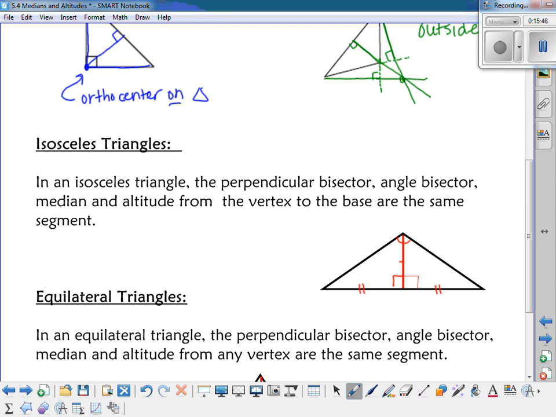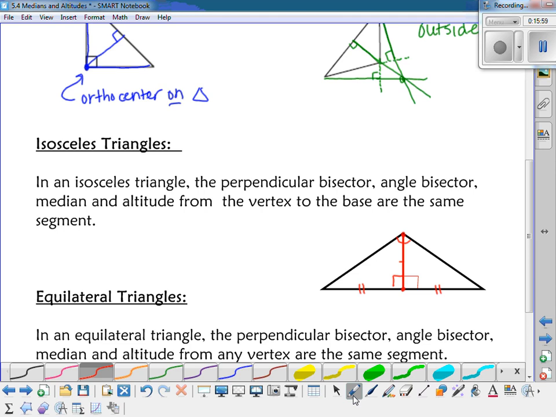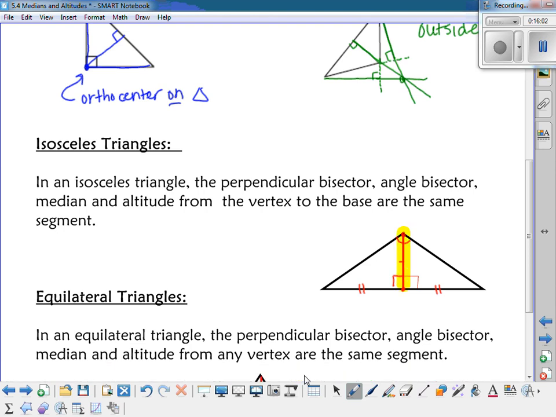And because it's going from the vertex to the midpoint, it's a median. And because it's going from the vertex and it's perpendicular, it's an altitude. So this segment is all four of them. It's a perpendicular bisector, an angle bisector, a median, and an altitude. Now that's only true on an isosceles triangle of the segment that goes from the vertex to the base. It's not true of the other two segments that go to the legs.